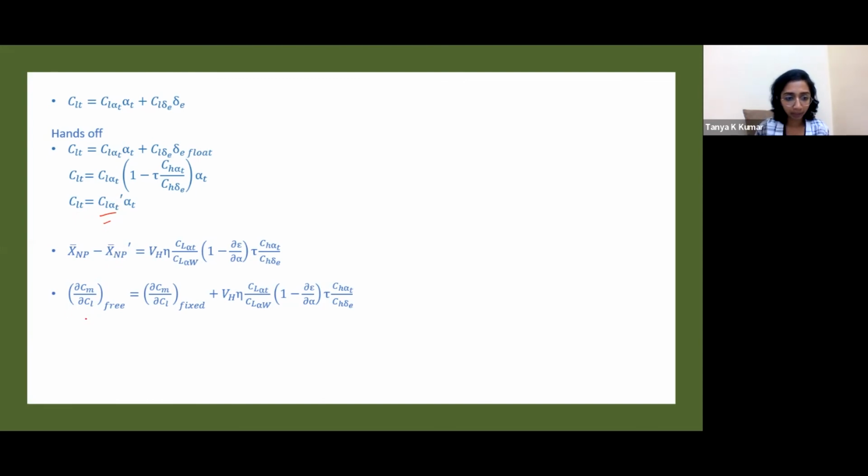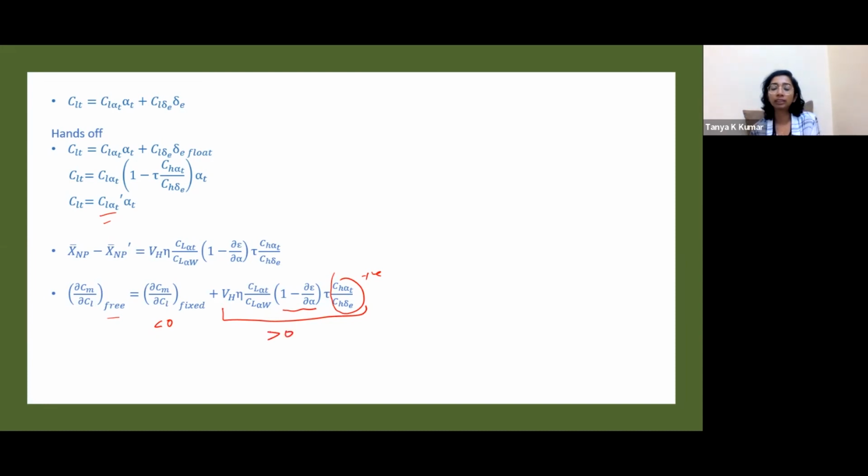Now this equation relates the static margin of the stick free case and the stick fixed case. We know for the statically stable case, we require it to be negative. So for the stick fixed case, we know this was less than 0. Now let's analyze this term. CH alpha T is negative, CH delta E is negative, so this entire thing is positive. Tau is positive. This is a term that is less than 1 but greater than 0, a small positive quantity. These two terms are greater than 0, so this entire thing is greater than 0.